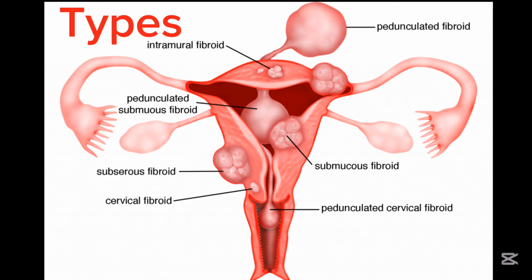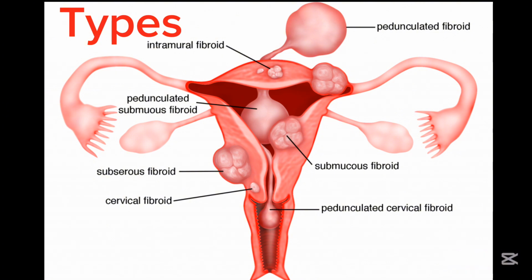So what are the types? Depending on where they are located in or around the uterus, we can have these types. The first one is intramural fibroids. These are found in the muscular wall of the uterus, and they are the most common types. We can also have the subserosal fibroids. These are the ones that grow on the outer surface of the uterus, and they may project outward.